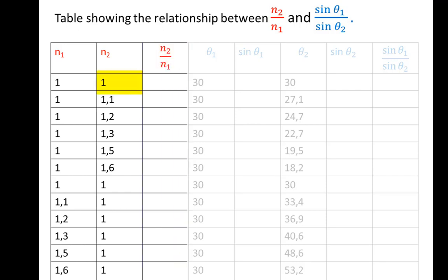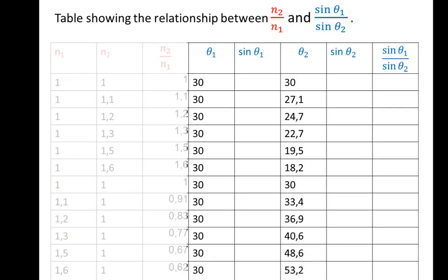So obviously 1 divided by 1 is 1. 1,1 divided by 1 is 1,1. Please continue. Pause the movie until you've completed that column. And this is what you should have got. For the first few, it's really easy because you have 1 at the bottom of the fraction, and so obviously the answer is just simply N2. But then be careful, because later on we have 1 over 1,1, 1 over 1,2, and so on. You can verify this with your calculator if you haven't done it already.